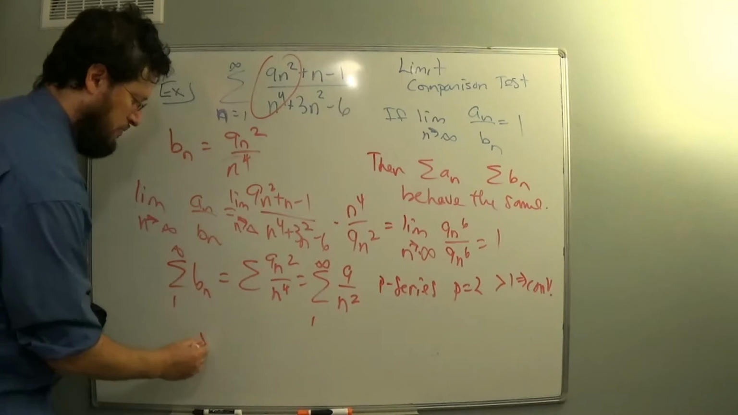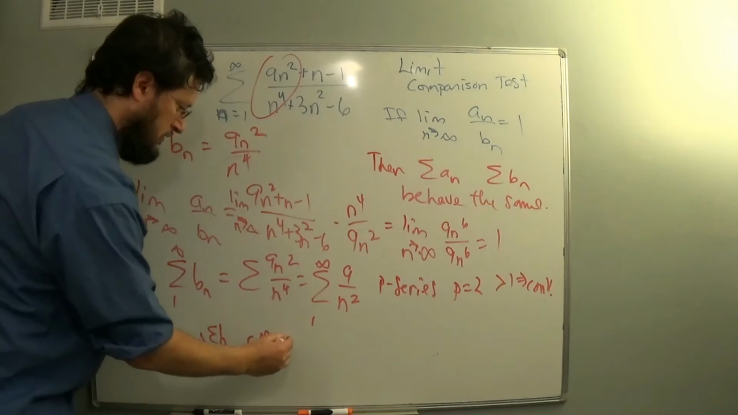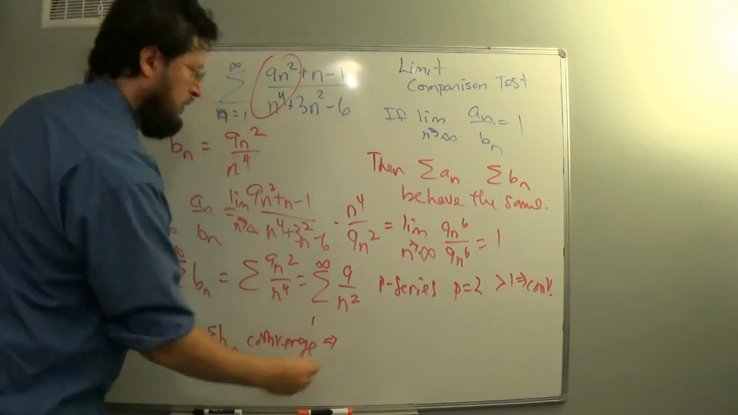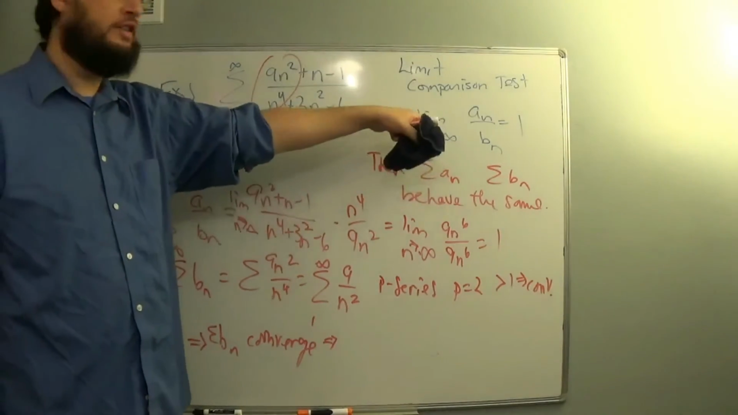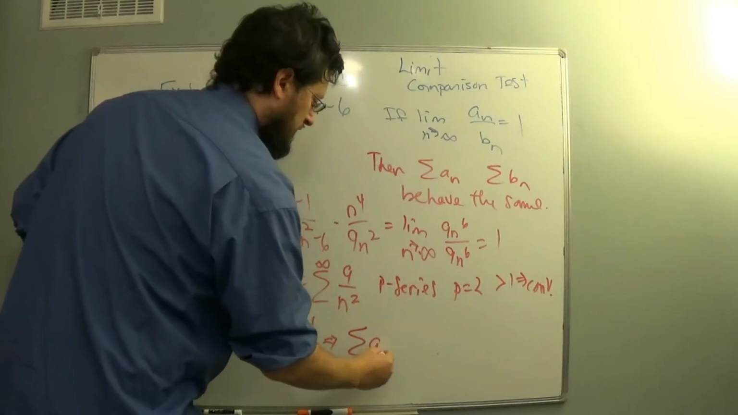So that tells me that the sum of bn converges, which means by our limit comparison test, since the limit of an over bn is 1, that the sum of an converges as well.